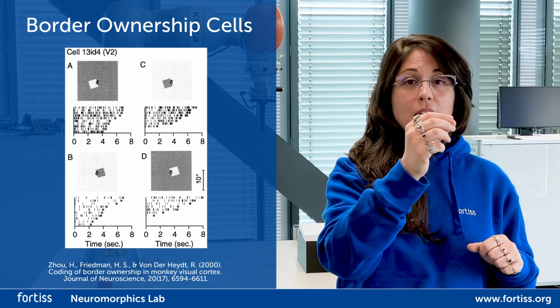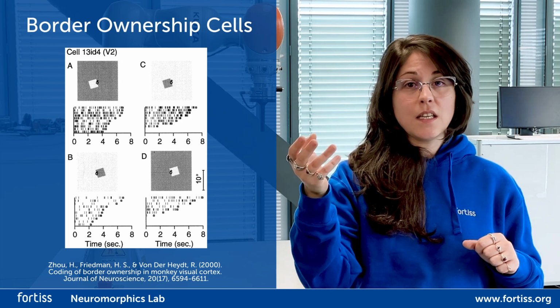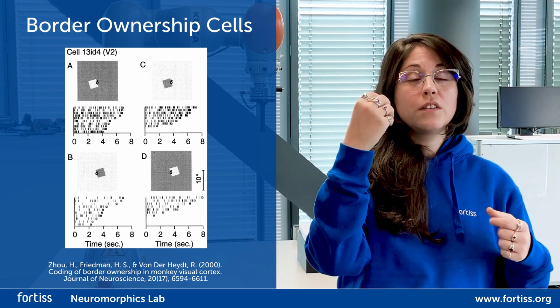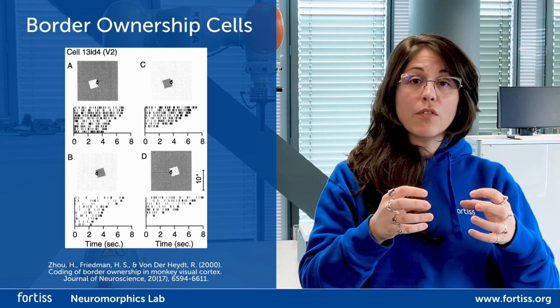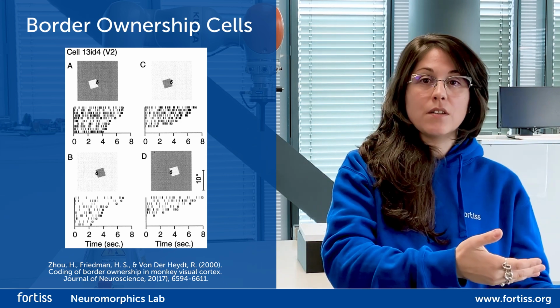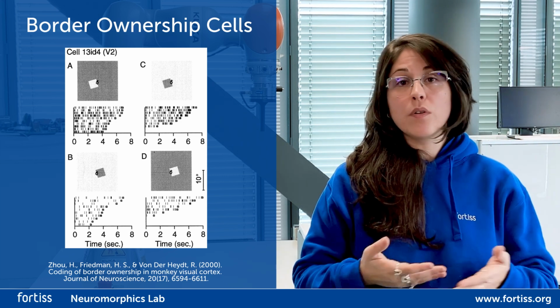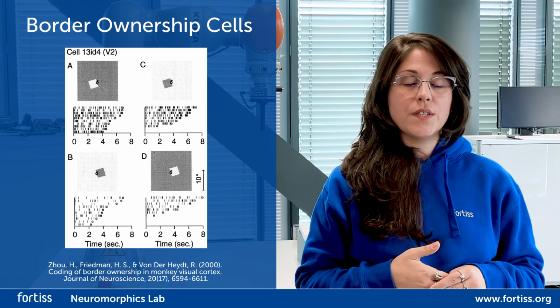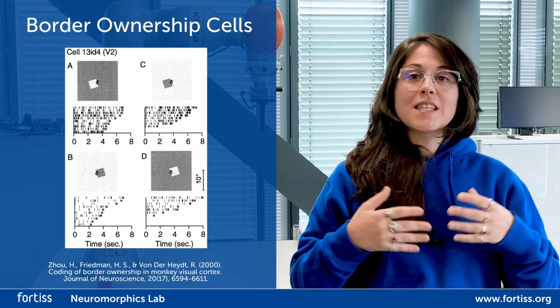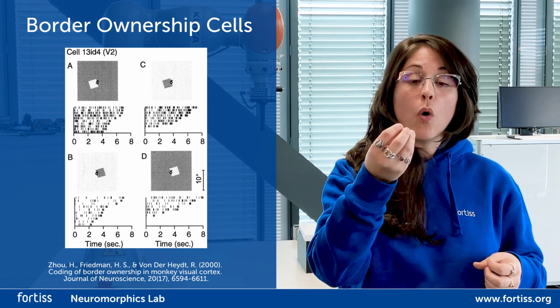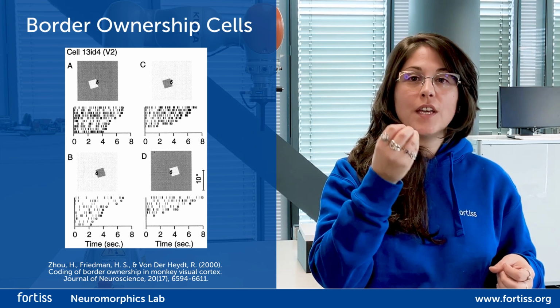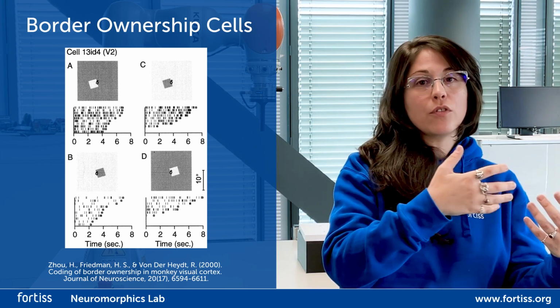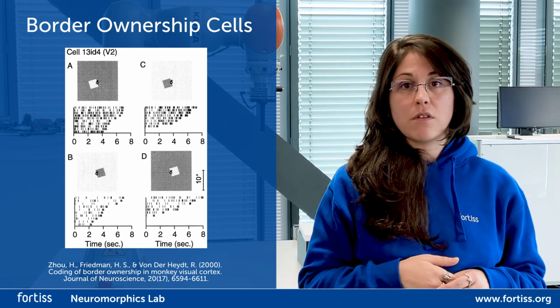As you can see in A and C, the cell responds only when the foreground is on one side only of the neuron's receptive field. This means that somehow they can tell you the ownership of that edge, whether that edge is owned by the foreground or it's just background.